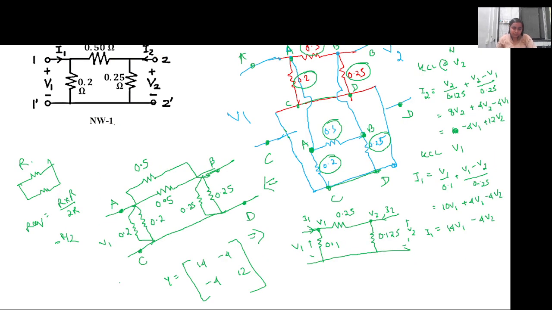Is this clear? I'm just trying to show you how, when we say it is connected in parallel, we get the formula, but how it actually happens. Is this clear to you all? Yes, ma'am. Okay. Then let's move to the next question.